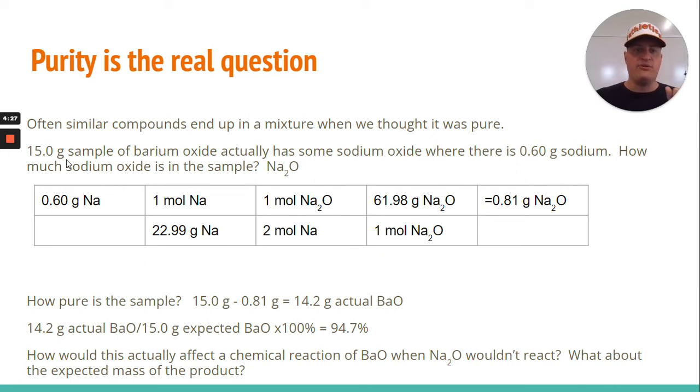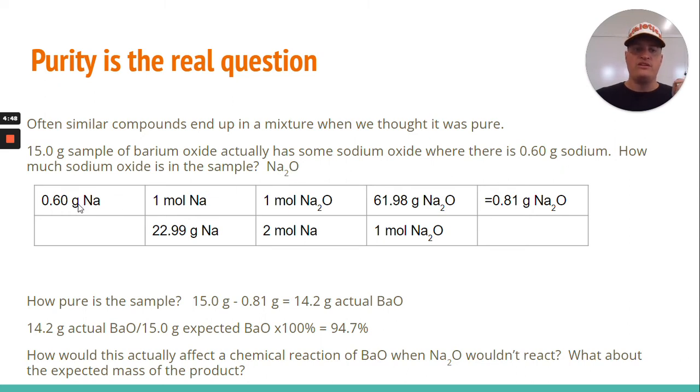So here's one example. You have 15 grams of barium oxide that actually has some contaminant, sodium oxide, and you know that there's 0.6 grams of sodium. How much sodium oxide is in the sample? The formula for sodium oxide is Na2O.